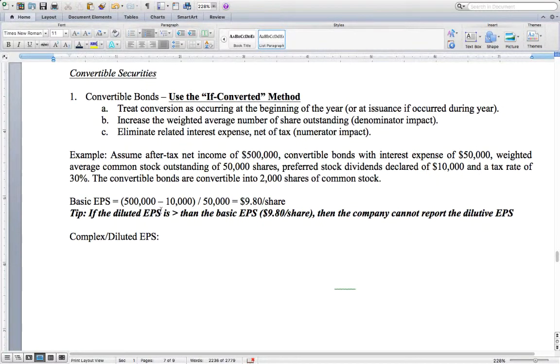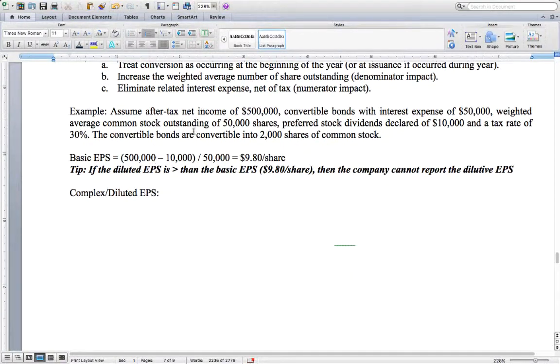So as an example, assume the after-tax net income is $500,000. There are convertible bonds with interest expense of $50,000, and the weighted average common stock outstanding is 50,000 shares. The company had preferred stock dividends declared of $10,000, and the tax rate was 30%. The convertible bonds were convertible into 2,000 shares of common stock.